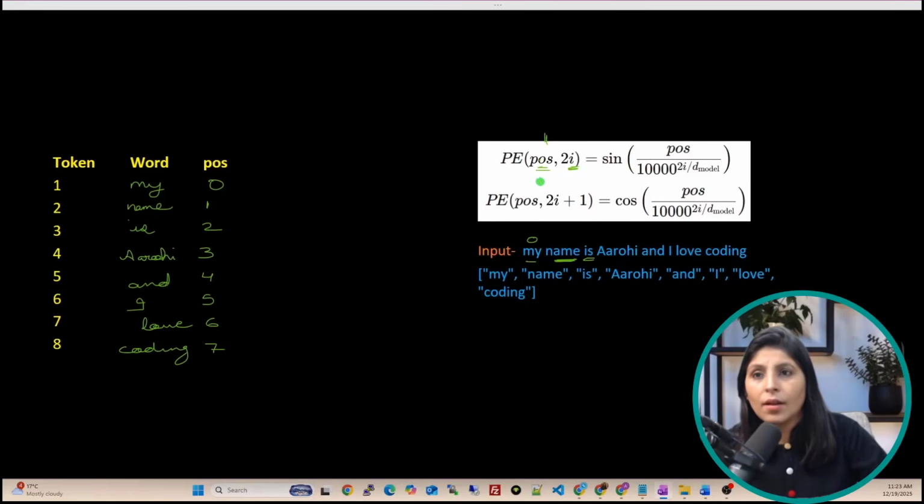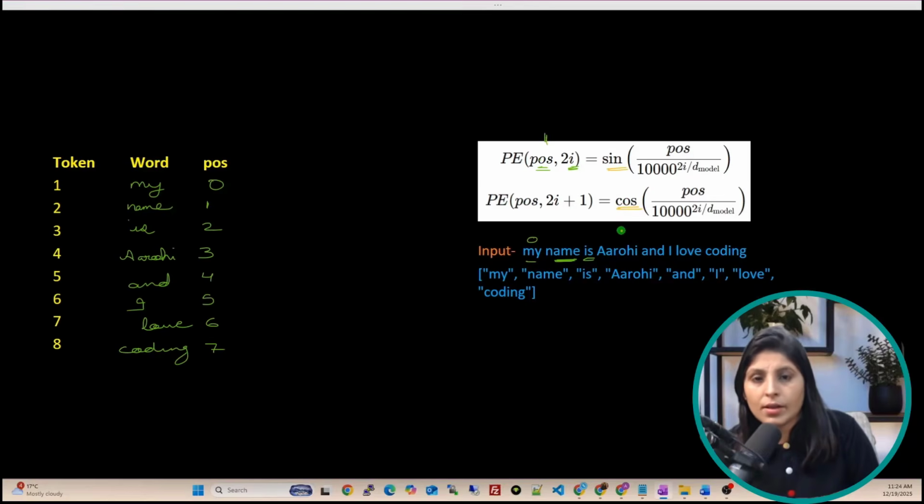Let's see this formula. Now you know what this I is, and what POS is. POS simply means 0, 1, 2. The "my" token is at position 0, "name" is at position 1, "is" is at position 2. And I represents the index of the values inside the positional encoding vector which you are going to have for each token. Now we have two formulas over here, sine and cos.